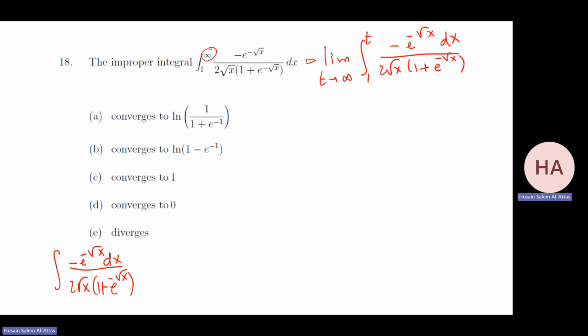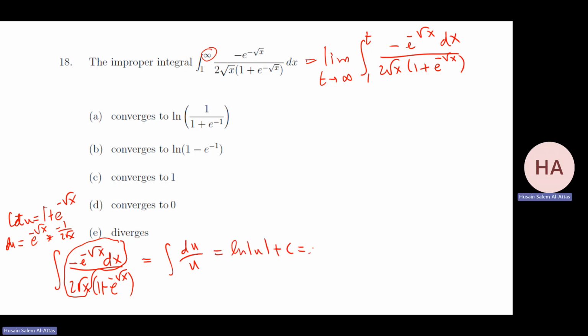So I will let u equal 1 plus e to the minus square root of x. du will be what? Yeah, e to the minus square root of x times minus 1 over 2 square root of x. Yeah, good. There is nothing missing. That will be du, so it will be du over u. Yeah, nice. So that will be ln of u plus c, which is ln(1 plus e to the minus square root of x) plus c.